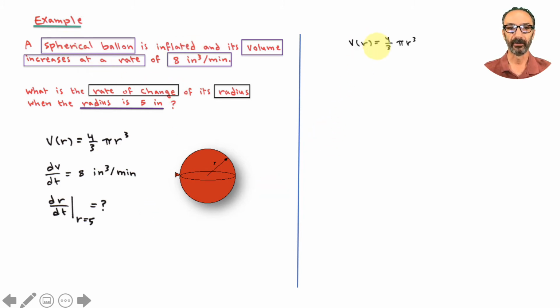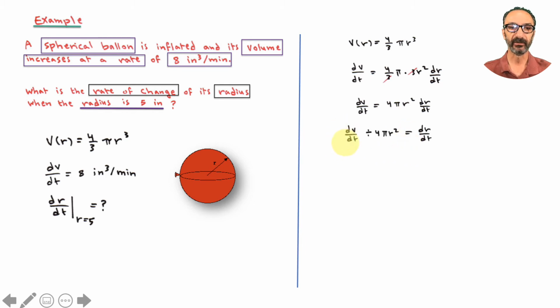V of r equals 4/3 pi r cubed. dV/dt, I'm going straight forward to t as my main variable, equals 4/3 pi, 3 goes up front, so this becomes 3r squared times dr/dt, because r is a function of t. Simplify between the 3's. I get 4 pi r squared without fractions.